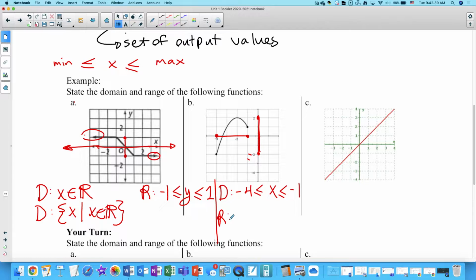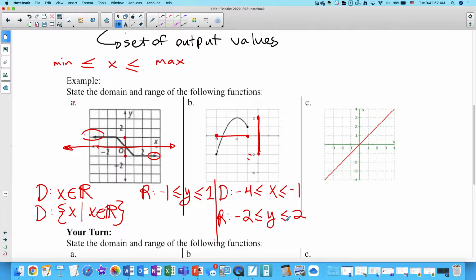My minimum value is -2. My maximum value is 2. My variable is y. And there we go. Okay? Questions with that so far?